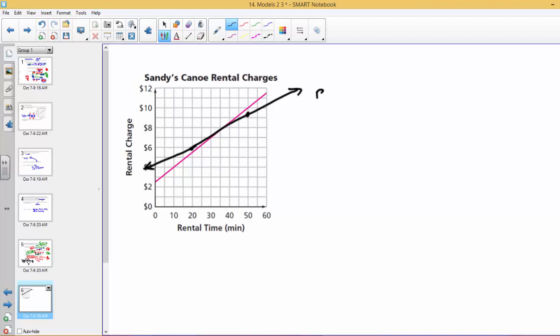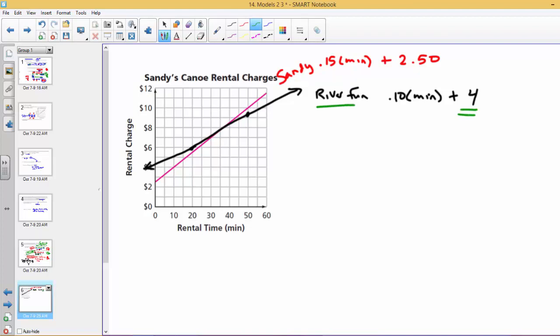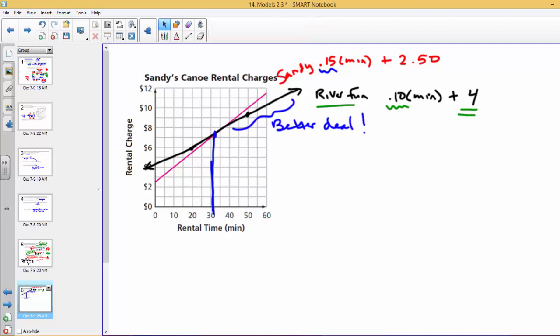And if you remember, River Fun is 10 cents a minute plus the $4, and Sandy was 15 cents a minute plus $2.50. So even though River Fun is $4 up front, because it's 10 cents a minute, because that slope is less, then sometime after 30-ish minutes, River Fun is going to be a better deal. Good little thing to know.